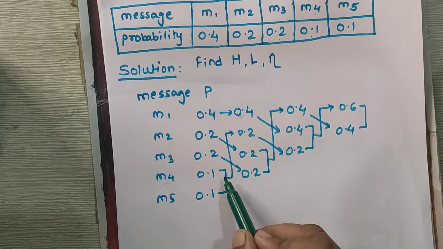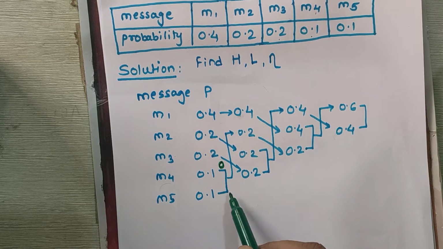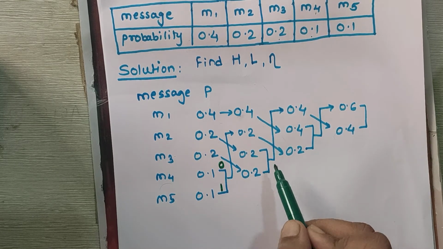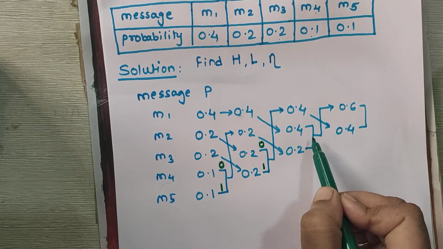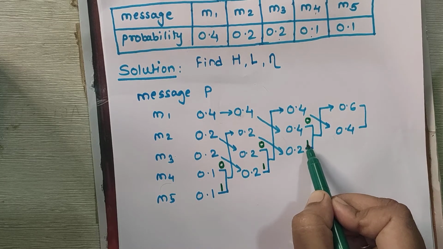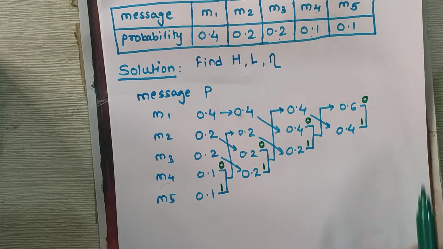Wherever we have added probabilities, I will assign 0 on the top and 1 on the lower one. Again here also we have added, so I will assign 1 and 0 on the top. Here also we have added the probability, so the upper part is 0 and the lower part is 1. Here also it will be 0 here and 1 over here.